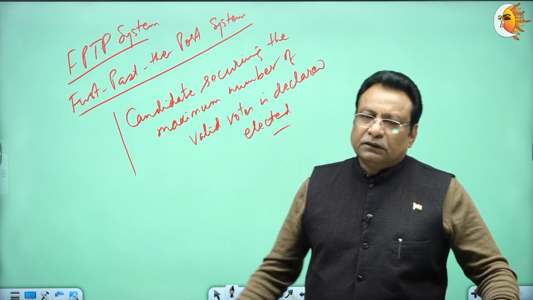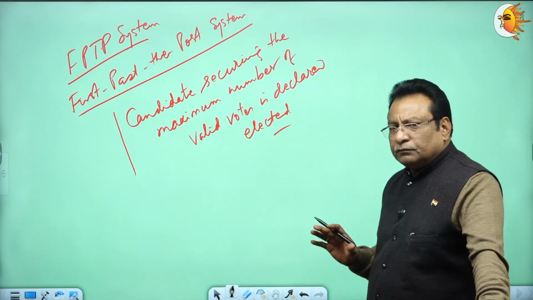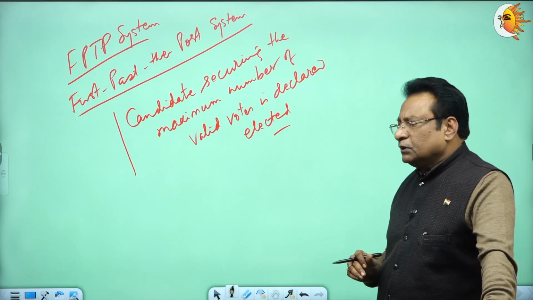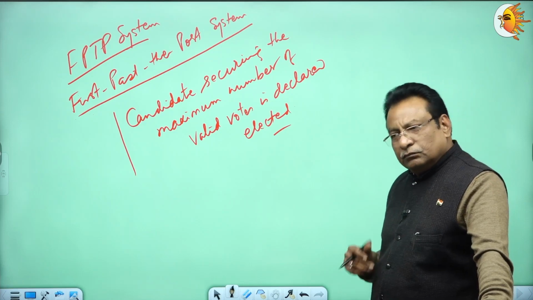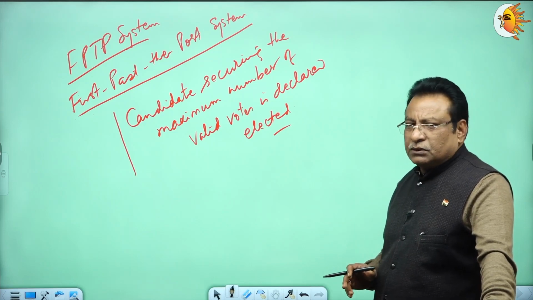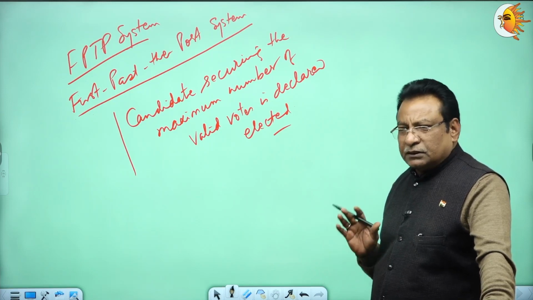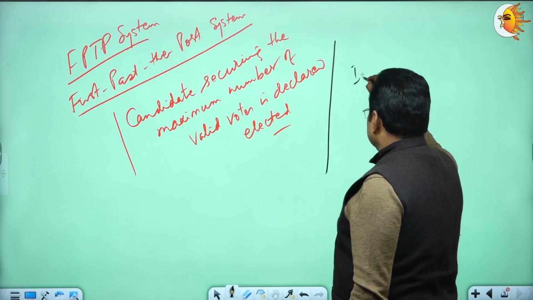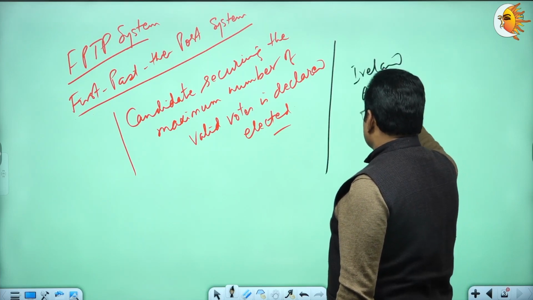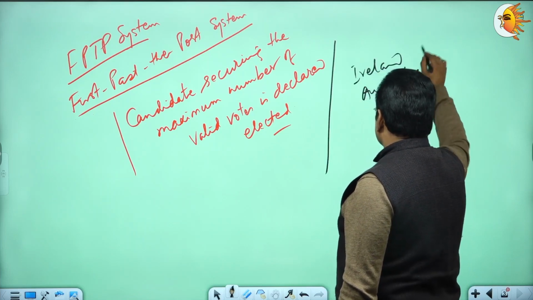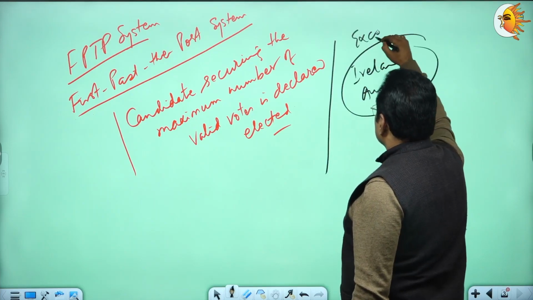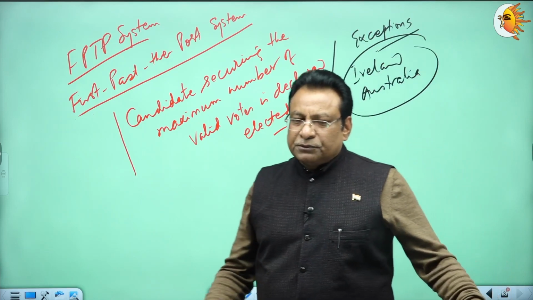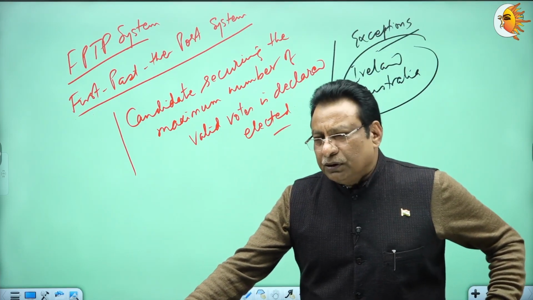Right? That is, there are three core features. Lower house is directly elected most often. There are few exceptions. And generally it is bicameral, having two houses. And most important thing is debates and discussion. Okay? Exceptions are Ireland and Australia. Why exceptions? Because their lower house is also indirectly elected.